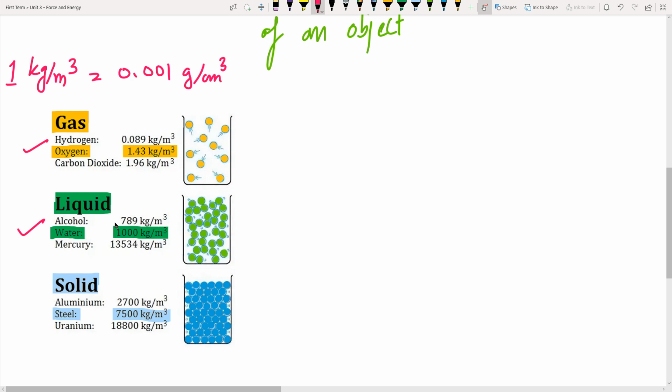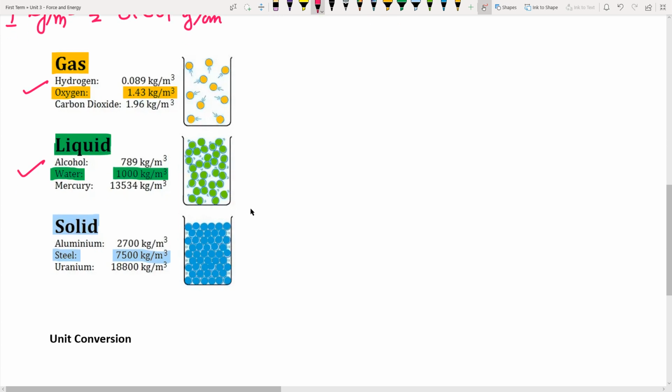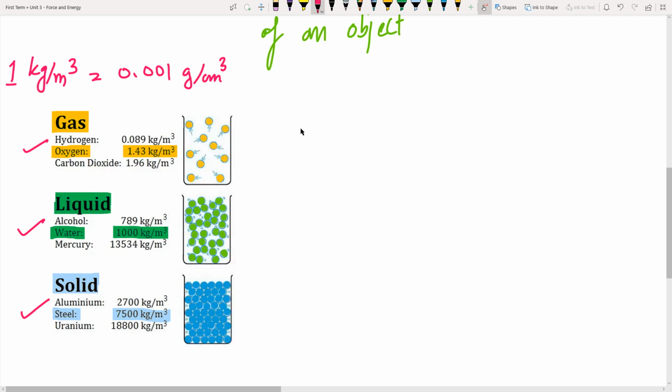As I said, water is the standard, so we take the density of water as 1, and then we compare other materials with water to find their densities. Now, when you look at solids, steel, which is one of the most common materials that we see around, iron, you can say, right? That has a density of 7,500 kilograms per meter cube, or 7.5 grams per centimeter cube. So what clear differences do we see right over here?